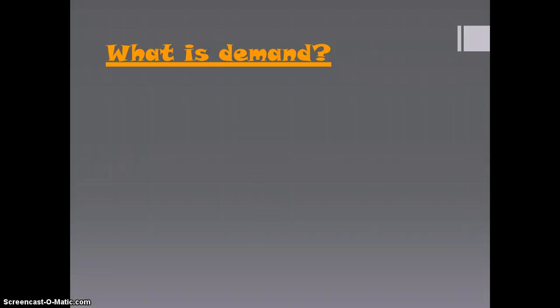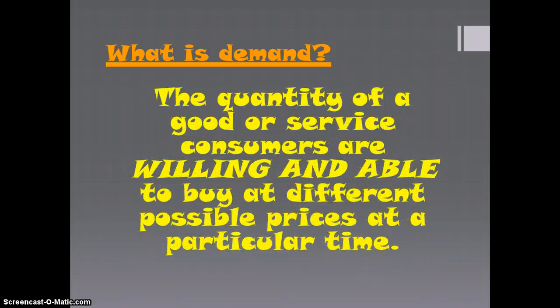They look at the buyer's side of the market. The buyer's side of the market discusses the law of demand. The law of demand states that the quantity of a good or service consumers are willing and able to buy at different prices at a particular time. Willingness and ability are the key components here. Buyers must be both willing and able to purchase the products at various prices at a particular time.